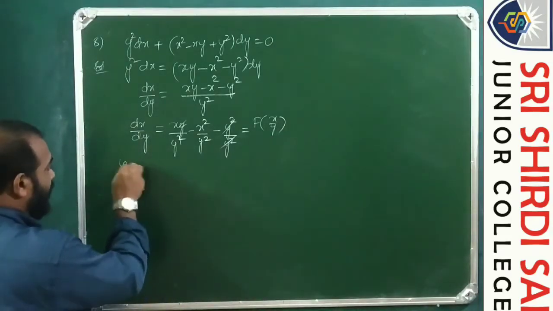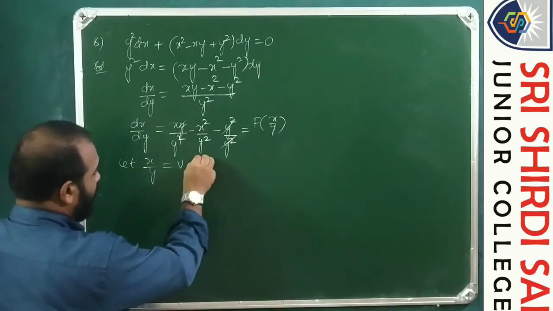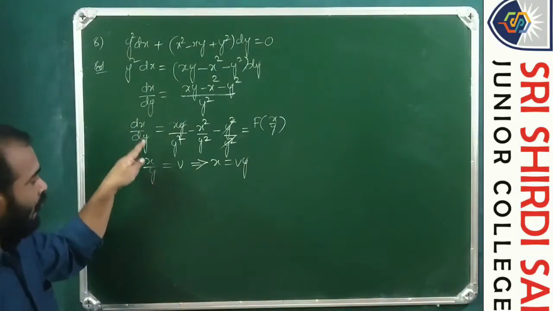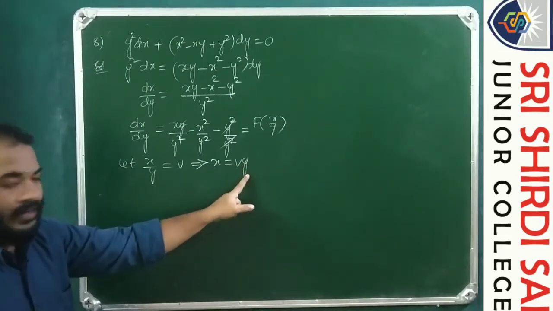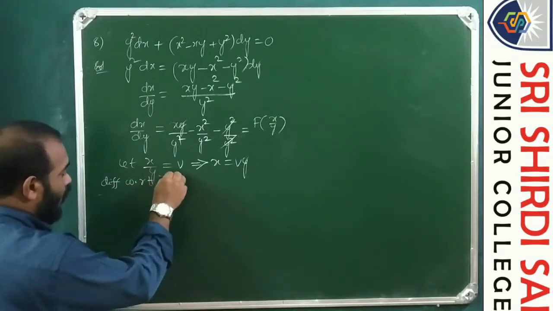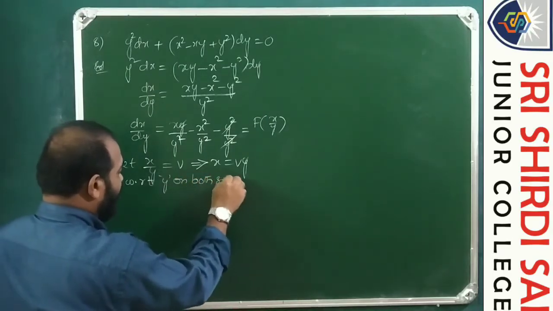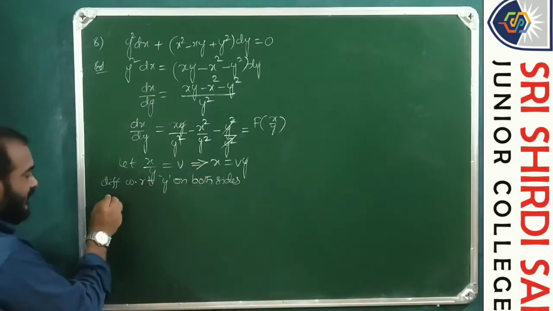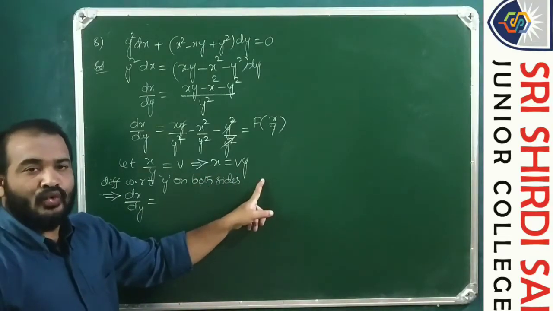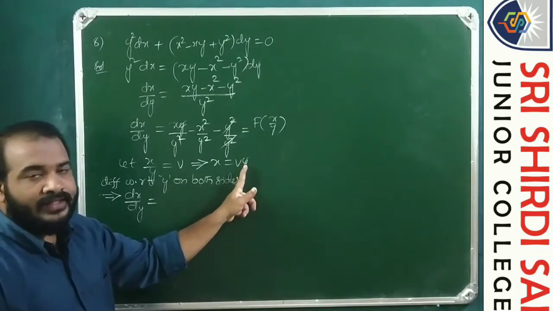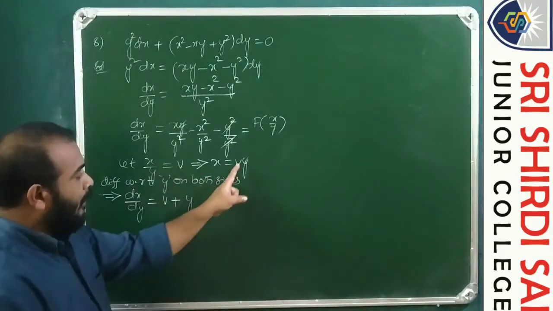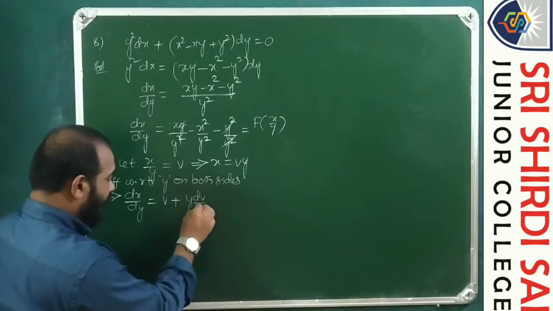So let x by y be v. X is equals to vy. Now here y is the independent variable, therefore we have to differentiate this with respect to y. Differentiating with respect to y on both sides, d by dy of x is dx by dy. This is uv, so by the product rule, u v dash plus v u dash. v into d by dy of y is dy by dy, so v into 1 is v, plus y into d by dy of v is dv by dy.